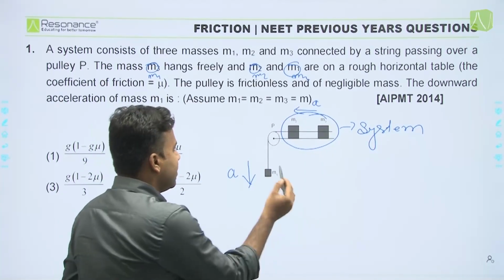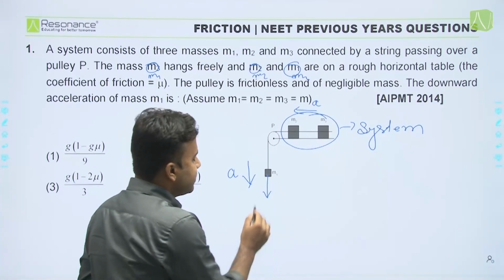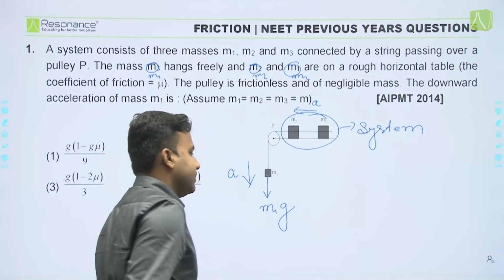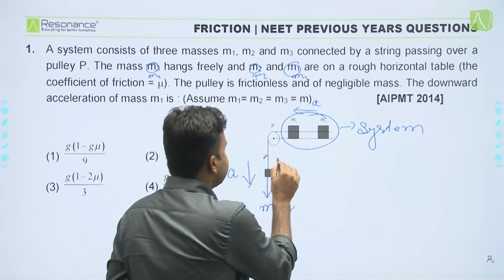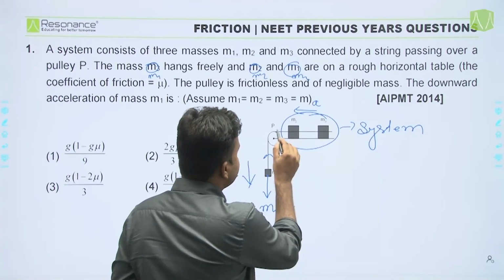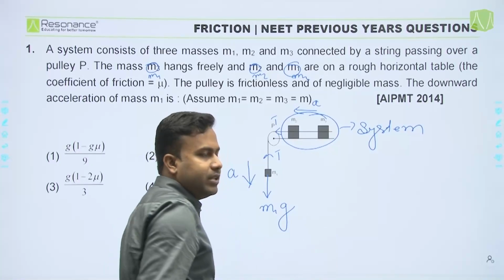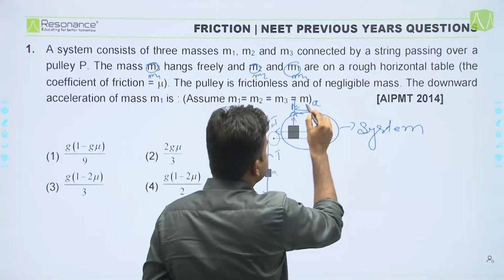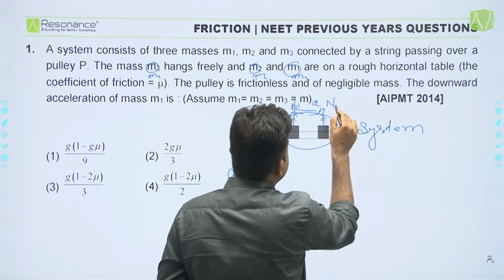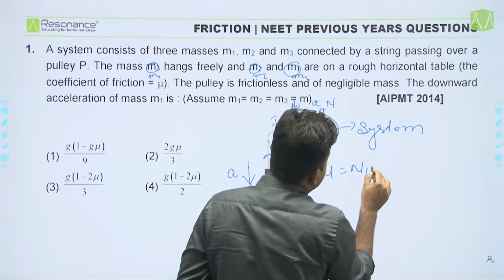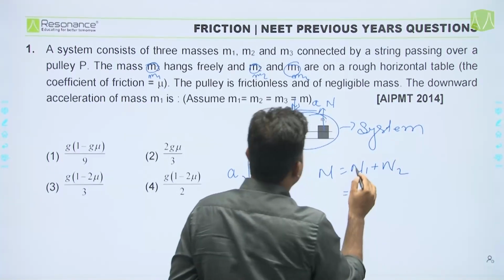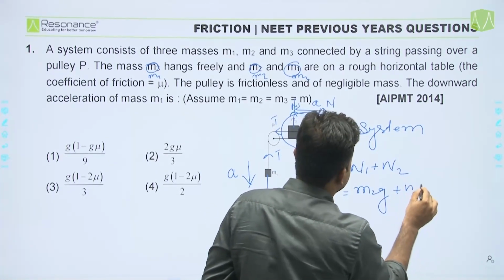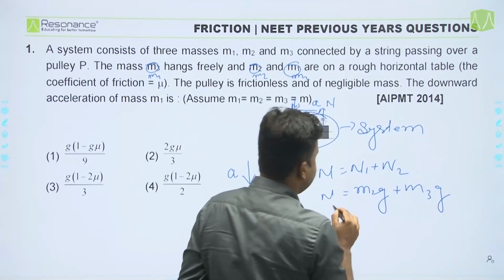Okay student. Now here due to gravitation, it will experience a force in the downward direction, which is M1 into G. Now in the upward direction, a tension. Because of this tension in the string, these two blocks are moving. Now if you are considering this one in the system, the normals applied here, if I assume it is N1 and here it is N2, the total normal N equal to N1 plus N2, which is M2G plus M3G. This is the normal force.